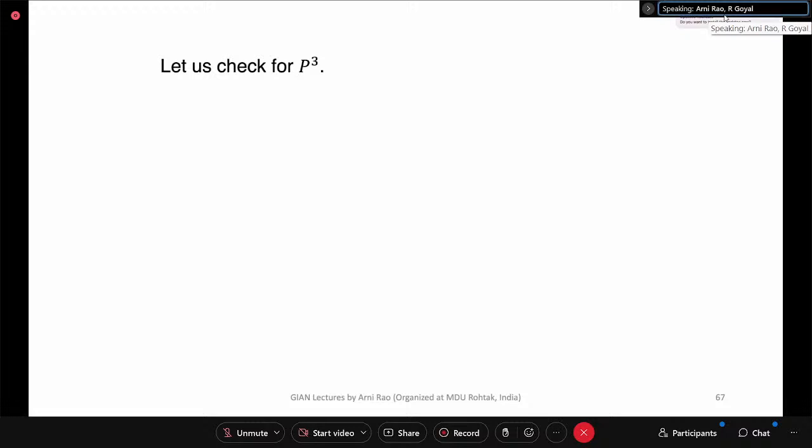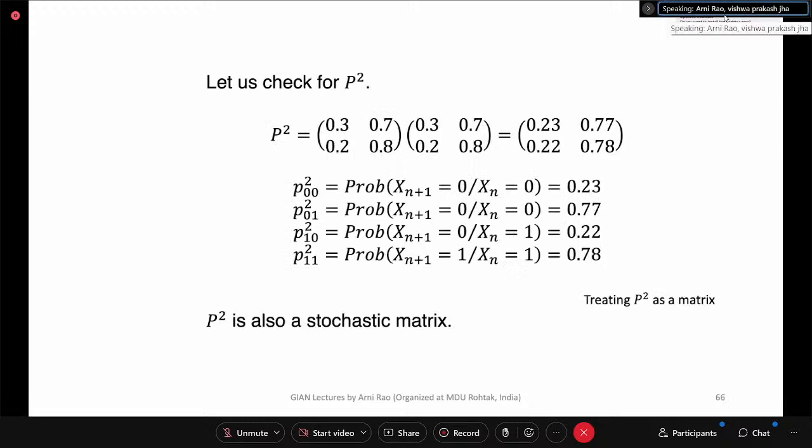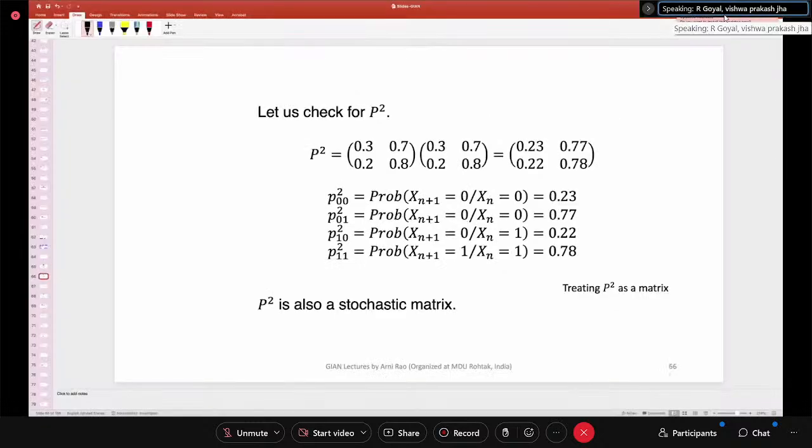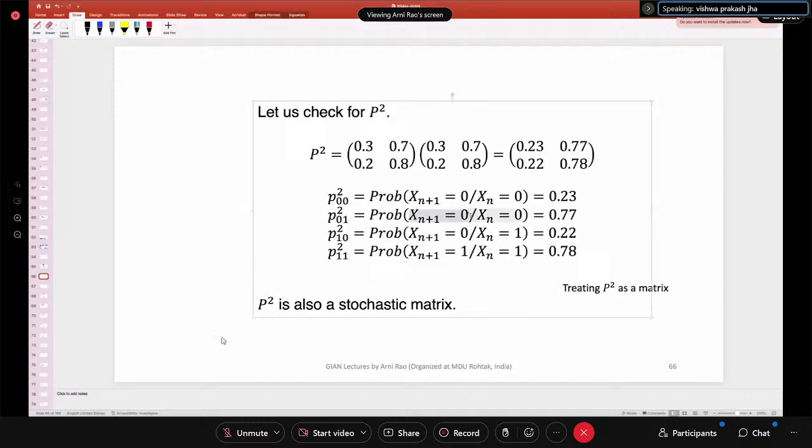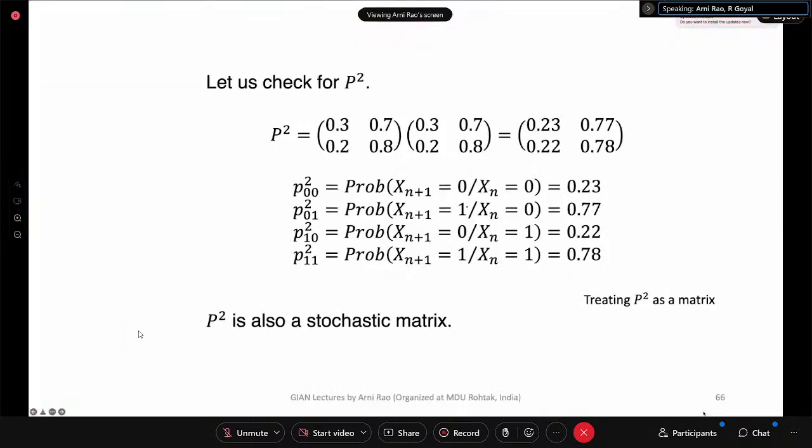Let me go to the P square. Here you see the P square. Let me just take 1 minute. There is a typo here also. You see here P square 0.23, 0.77, 0.22. So if you consider this itself as a new matrix, this is a one-step transition.